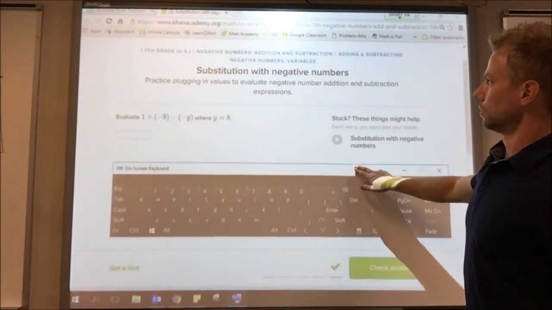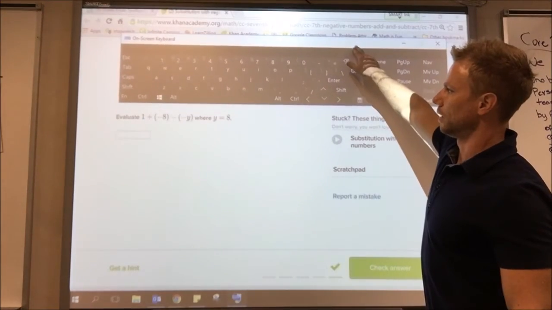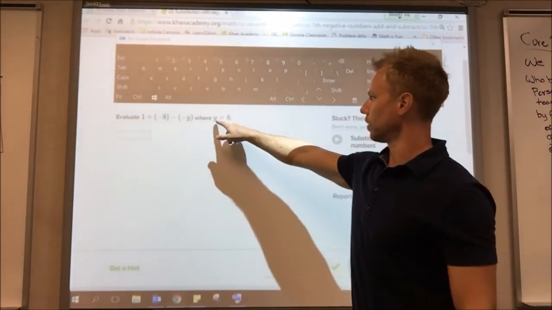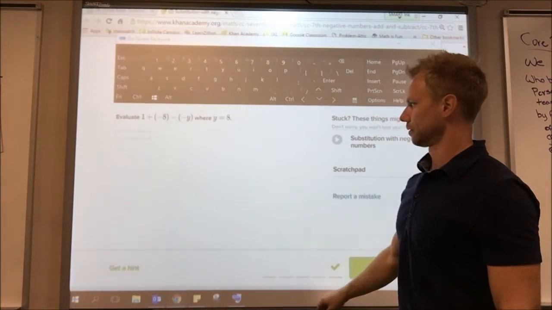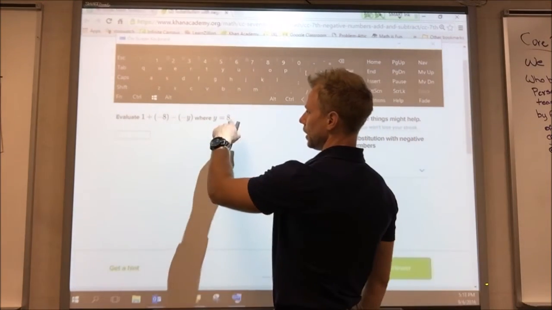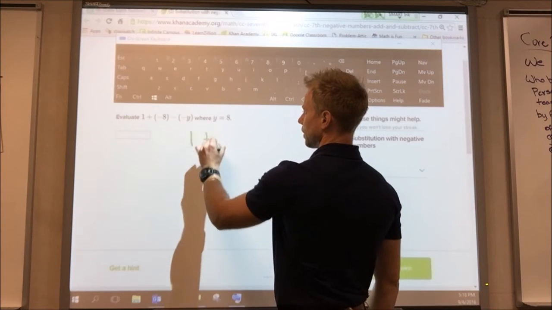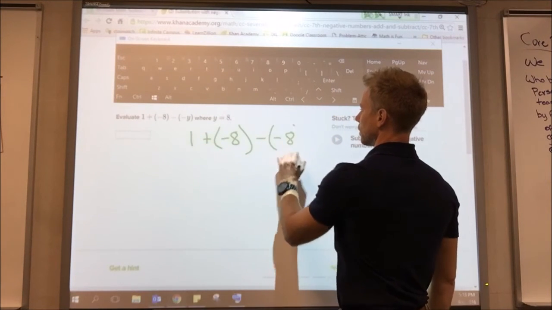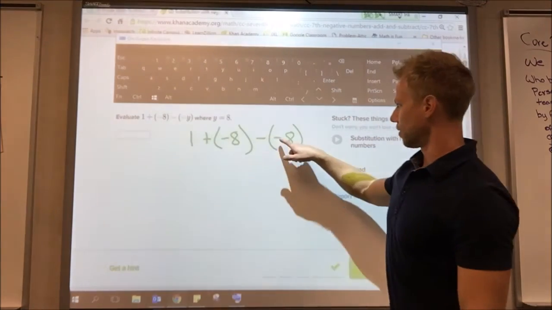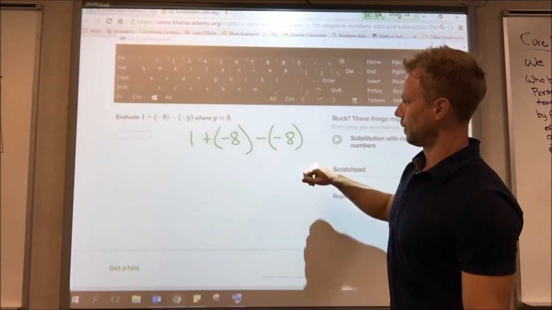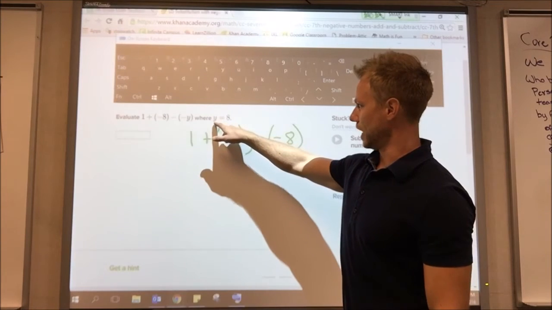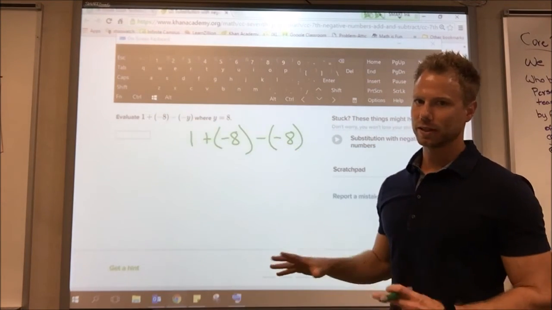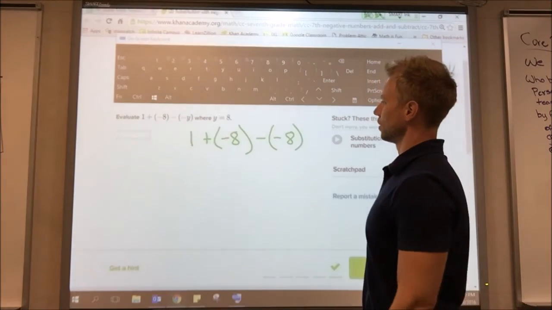Okay, we need to evaluate. We need to figure out what this answer is when y is 8. Okay, so I'm going to rewrite that, plugging in 8 in place of y. Notice I kept the negative that was in front of it. Okay, because it's just in place of the actual letter y, I'm putting an 8. So the only thing I'm replacing is that letter, not the negative in front of it.